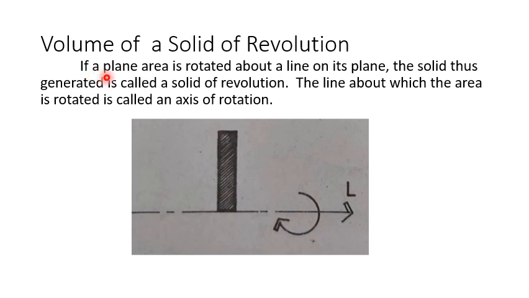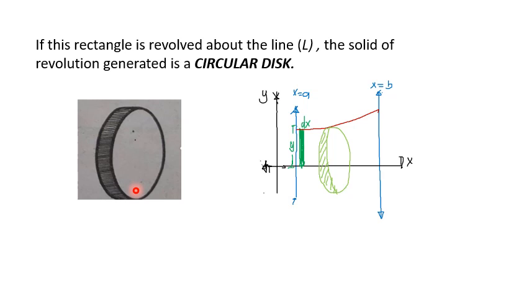If a plane area is rotated about a line on its plane, the solid thus generated is called a solid of revolution. So the line about which the area is rotated is called an axis of rotation. So for example, in this figure, if you have a plane area here, it is represented by a rectangular plane. And if I will try to rotate this rectangular plane in its axis of rotation, or the line L, I can form a solid. So the volume generated by revolving the rectangle about a certain axis is called the circular disk.